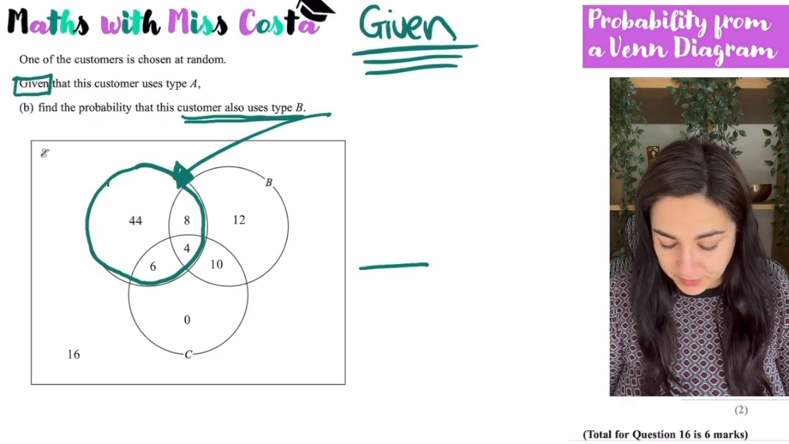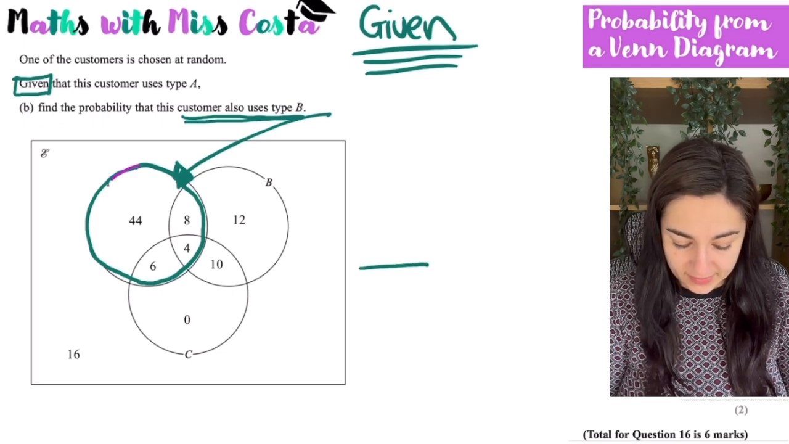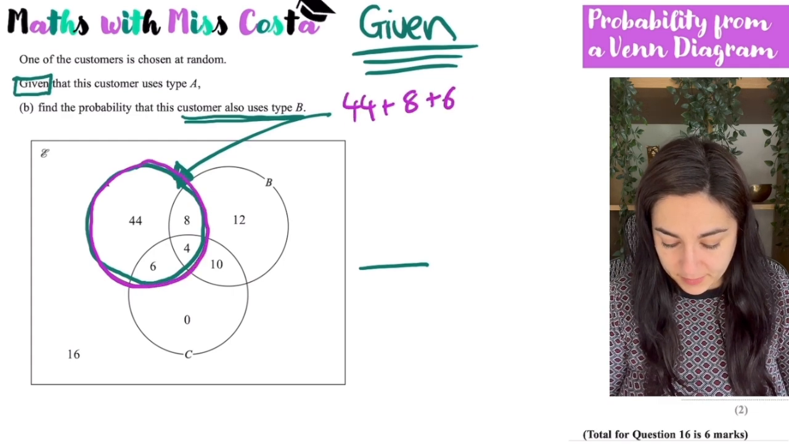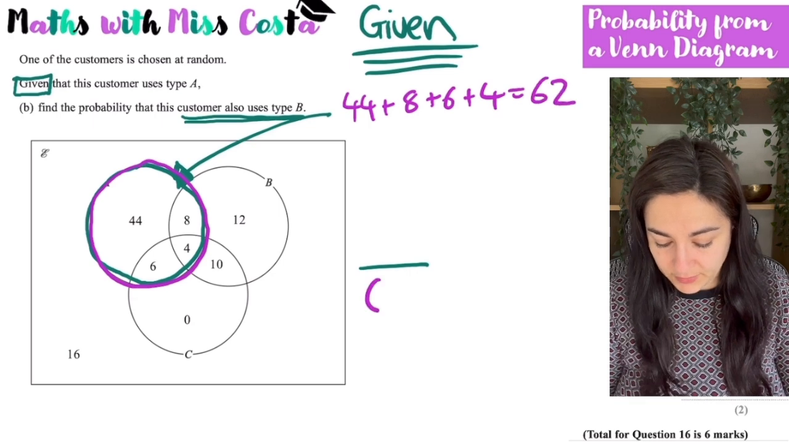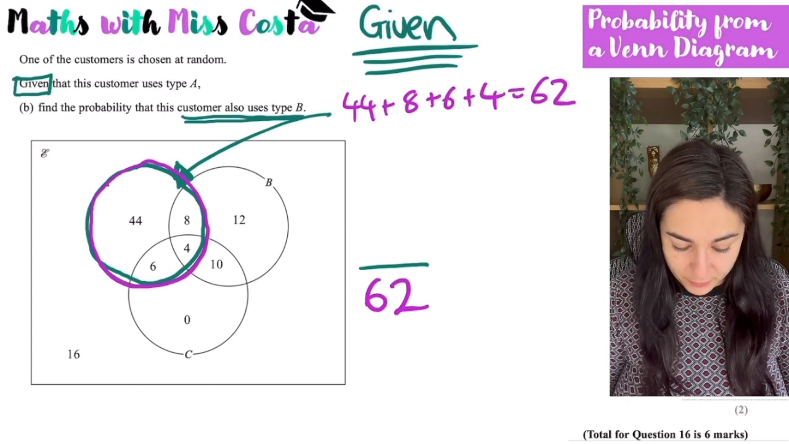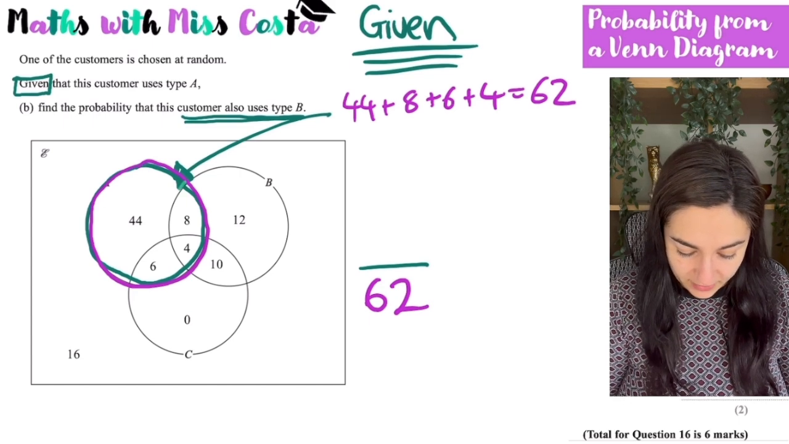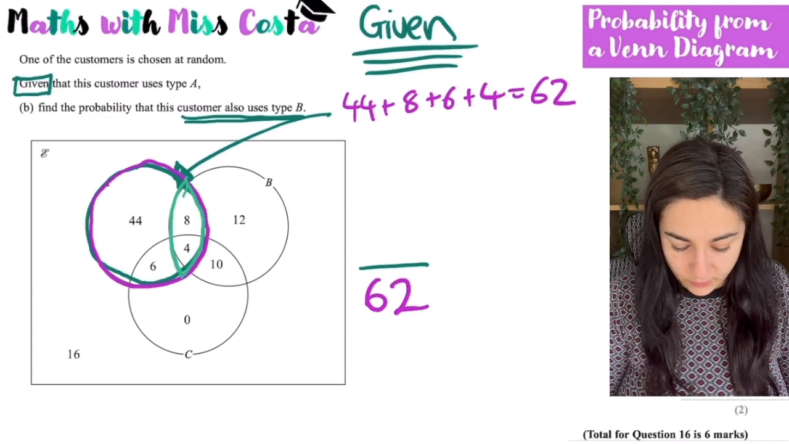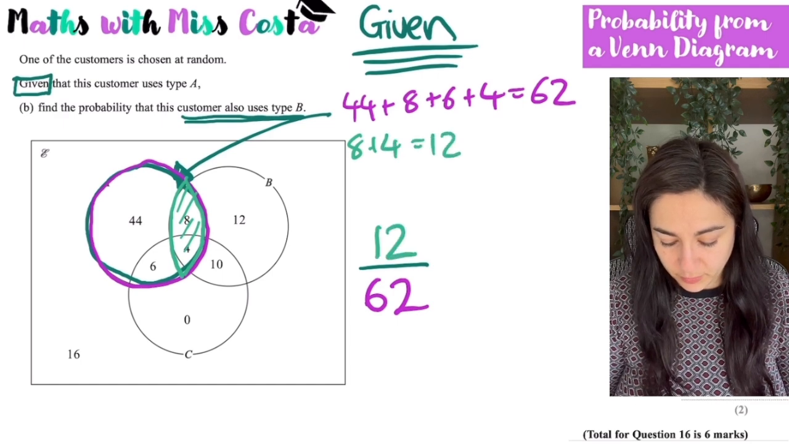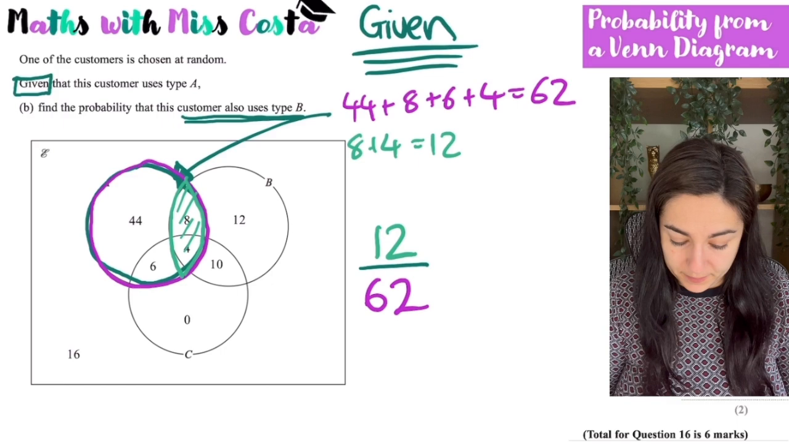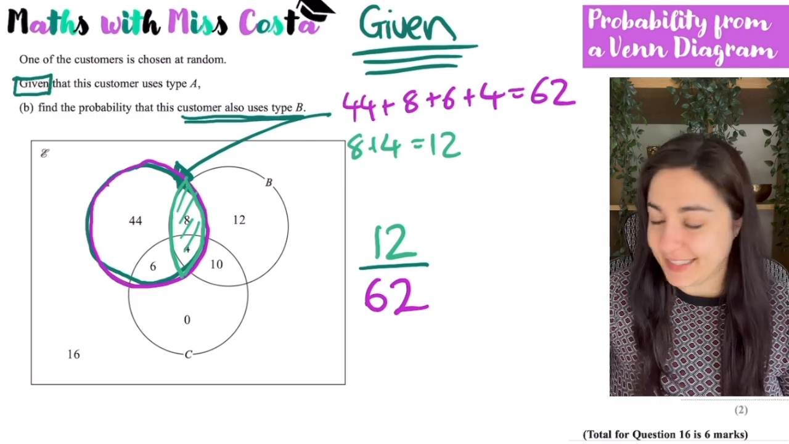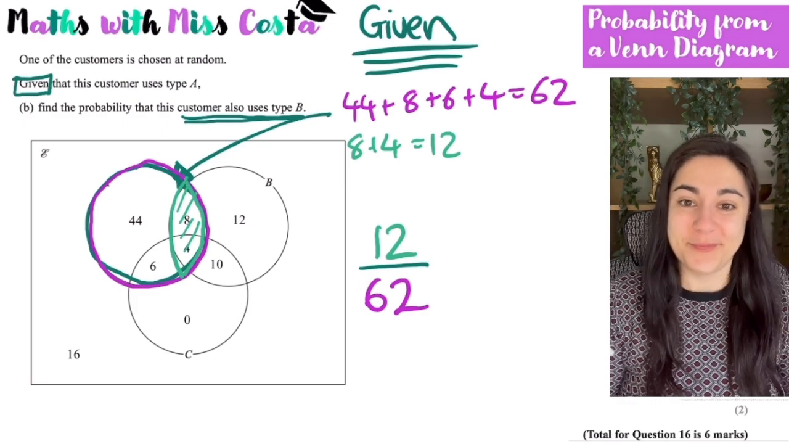So our total is going to be out of everything that is inside here. So 44 plus 8 plus 6 plus 4 equals 62. So my probability is going to be out of 62. And then find the probability that this customer also uses type B. So here are all of the people that use type B. 8 plus 4 equals 12. So the probability that this customer uses type B, given that they use type A, is 12 over 62. So the key word here, pay attention to it, please.